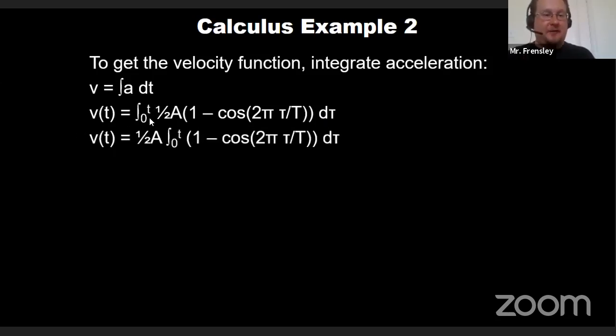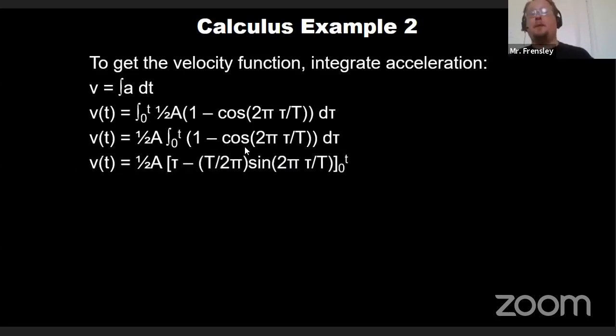Okay, so I'm going to factor the 1/2 A out of the integral. Now I'm going to take the antiderivative. The antiderivative of 1 is t. The antiderivative of negative cosine is negative sine. But watch out, when you take the antiderivative of cosine, it's going to give you this little T over 2 pi, which is a result of the chain rule, okay? You could do substitution if you want to, but I'm running up against the clock here. You're going to have to show that substitution yourself.